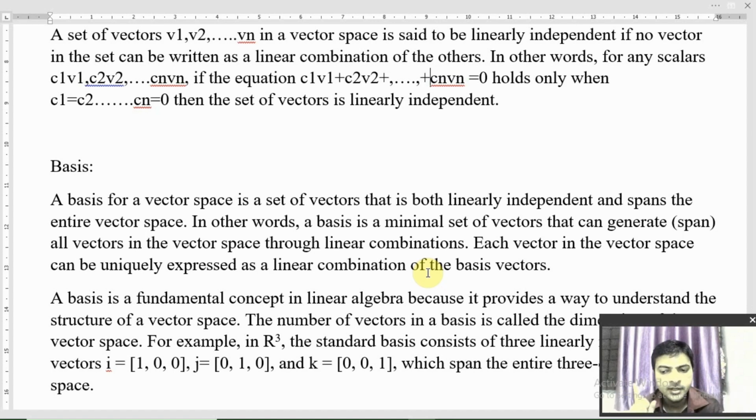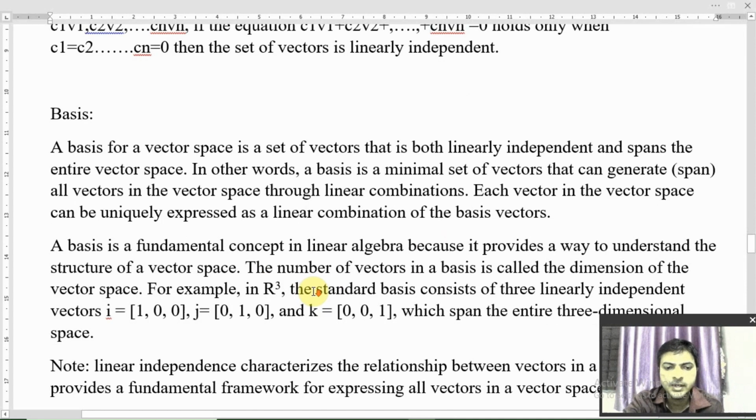So remember this point. A set of vectors is a basis with the first condition, linear independence. The second condition is that it spans the entire vector space. And the third condition is that it generates all the vectors in the vector space using linear combination. Then we say it is a basis for the vector space.